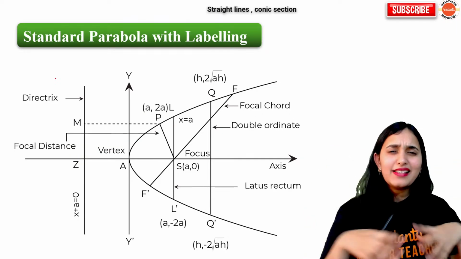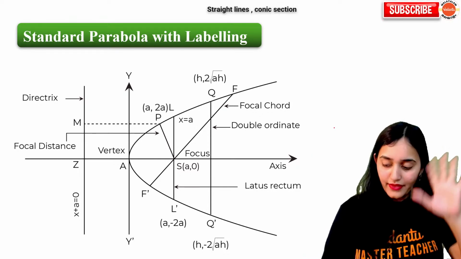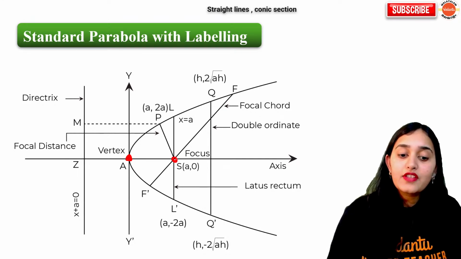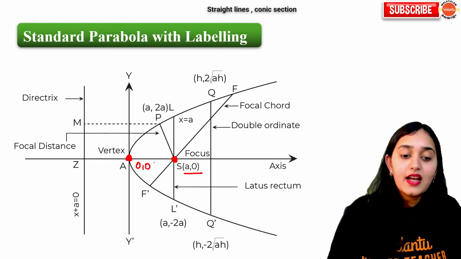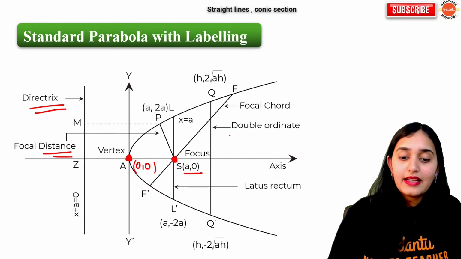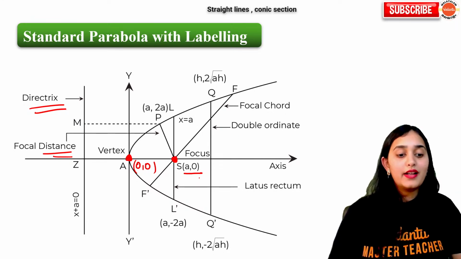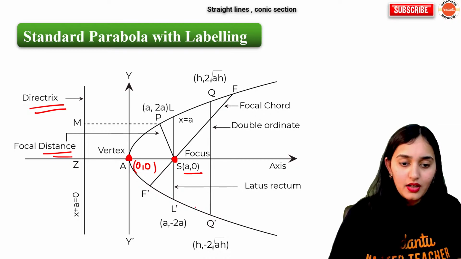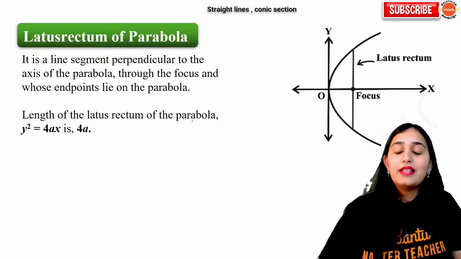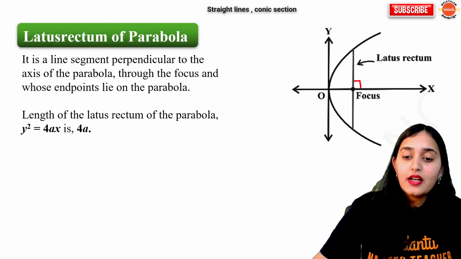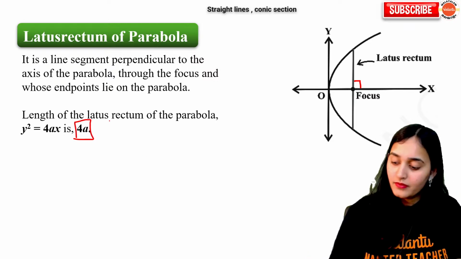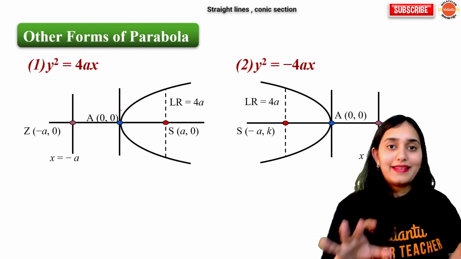Now, this is the basic diagram of a parabola where all the labelings are given. This is called the vertex. This is called the focus, a, 0. Vertex here we are assuming 0, 0. Focal distance is the distance between the directrix and the focus point. Then you have the latus rectum. We will learn about latus rectum later also. Now, what is latus rectum? Latus rectum is the perpendicular drawn passing through the focus and the length of the latus rectum is 4a. Okay, everybody. So, this is the basics of parabola.